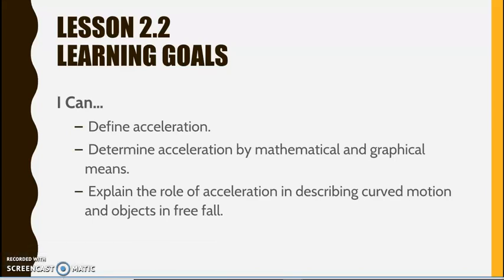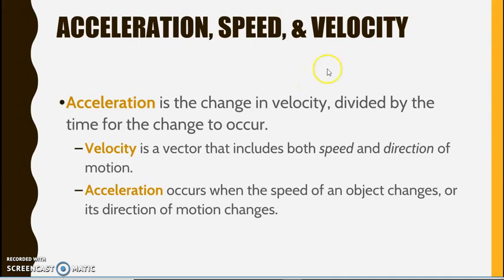All right, so now that we've talked about speed and velocity, we're going to go one step further and talk about acceleration today. Acceleration is when your velocity changes. Very rarely do objects just keep moving at the exact same speed in the exact same direction forever and ever. Eventually, they're going to speed up or slow down, or they're going to change direction. And that's what acceleration is.